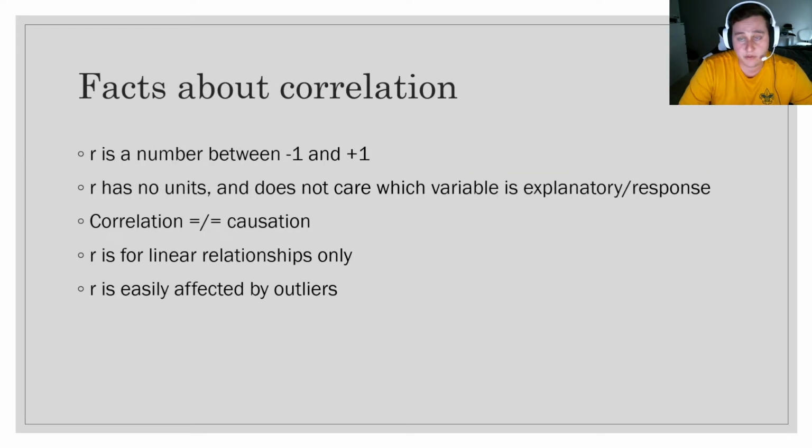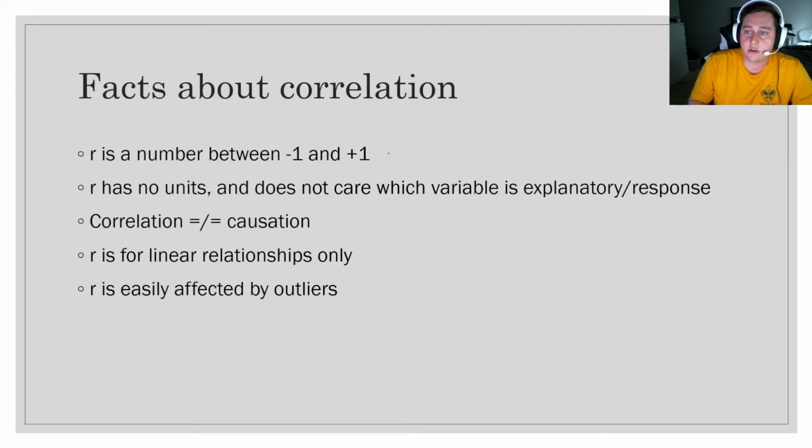So here's some general facts about correlation. First, it's always between -1 and +1. It's a number. It's going to be a decimal. Usually 3 or 4 decimal places will be fine for an R value. R itself has no units, and it doesn't care which one's explanatory and which one's response. So if you accidentally screw up which one's X and which one's Y, your R value will be the same. The rest of what we are going to do will be different, but R at least will be the same.